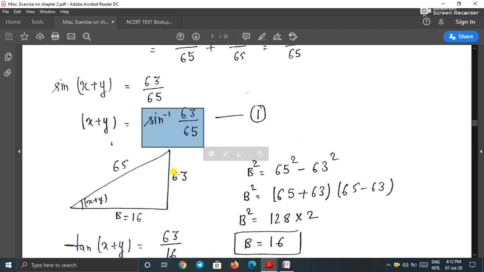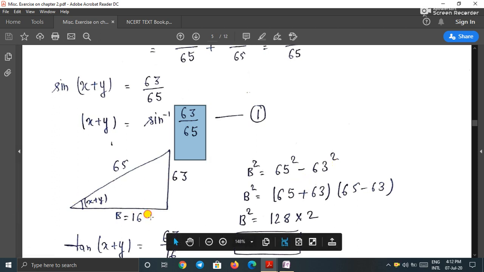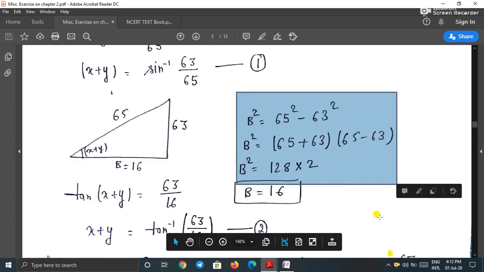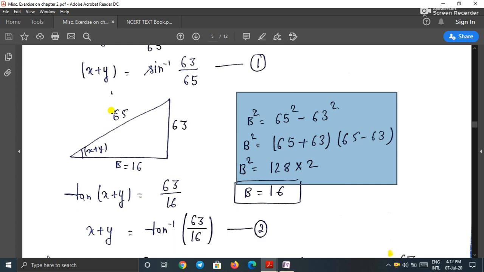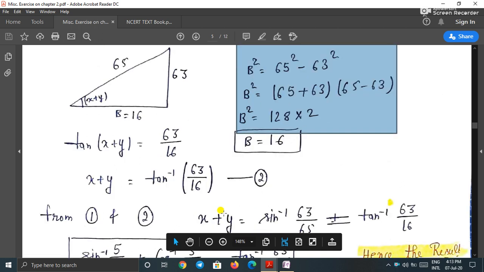So let us take a right angle triangle whose perpendicular is 63 and hypotenuse is 65, because sine is equal to what? Perpendicular upon hypotenuse. By Pythagoras theorem, you can calculate its base. Here I have calculated its base. Its base will be 16. Now, from this right angle triangle, you can get the value of tan x. The value of tan is 63 upon 16. Not tan x, son, it will be tan(x plus y). So x plus y is tan inverse 63 upon 16.